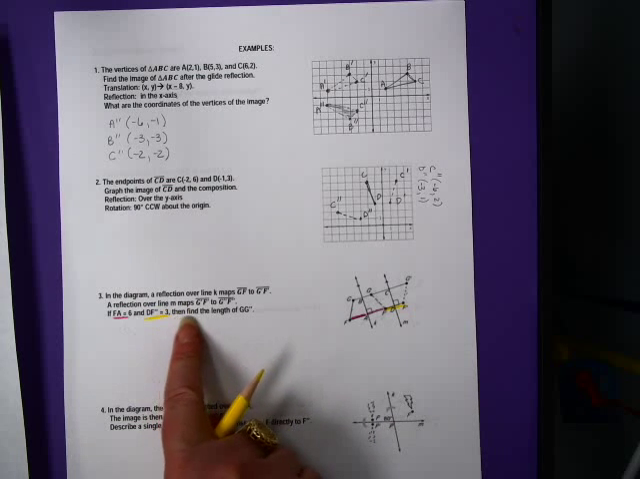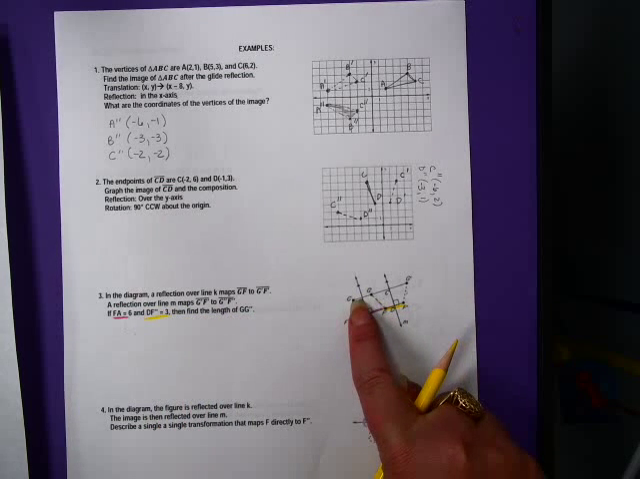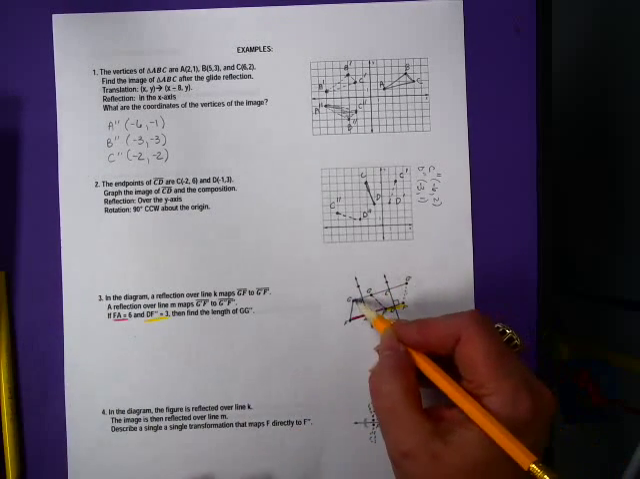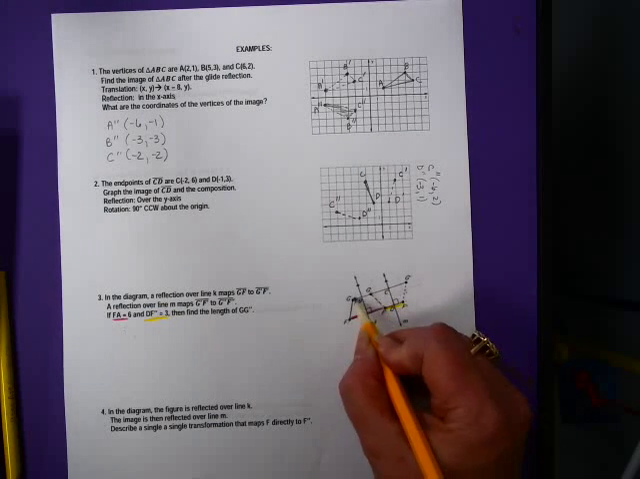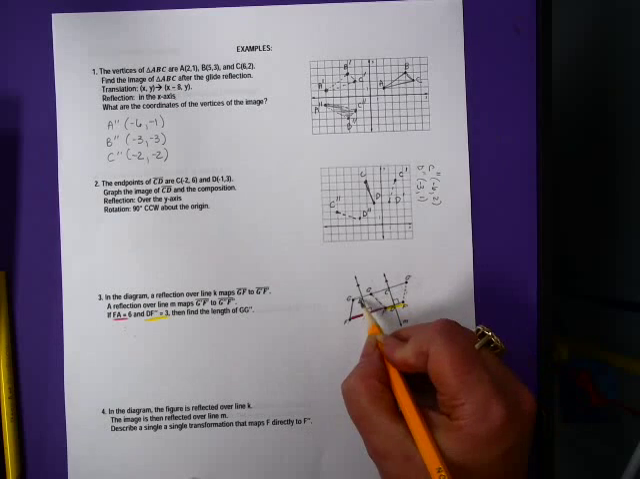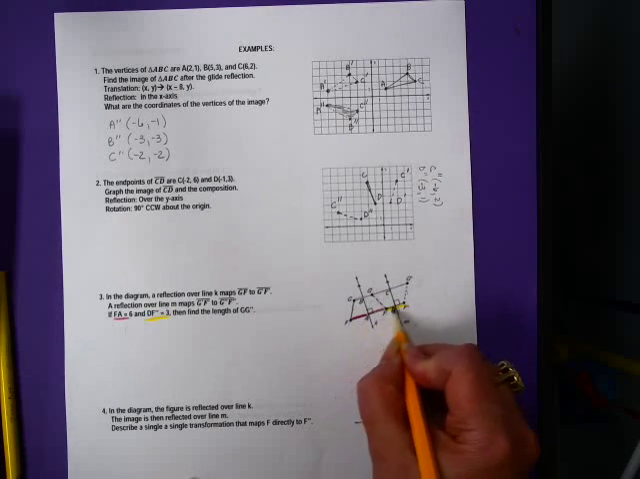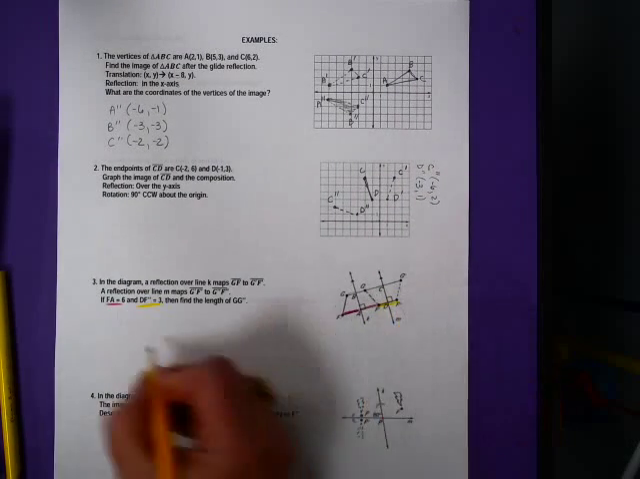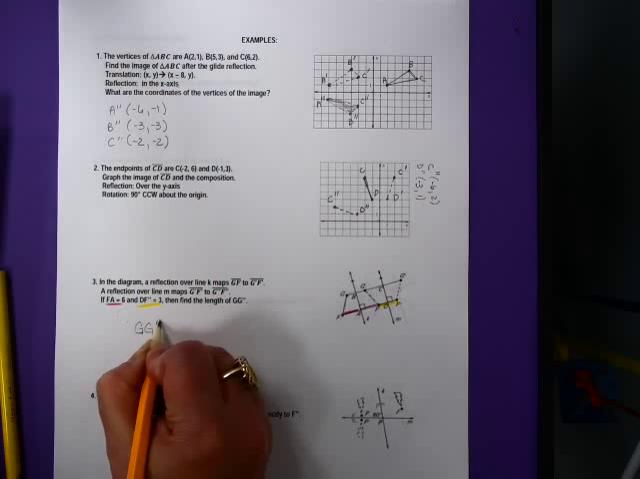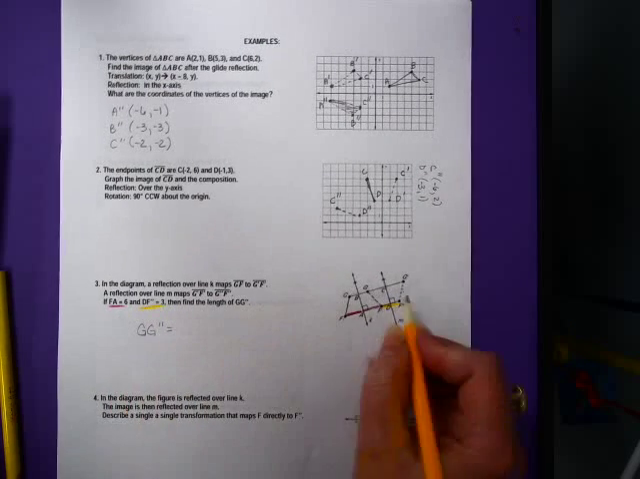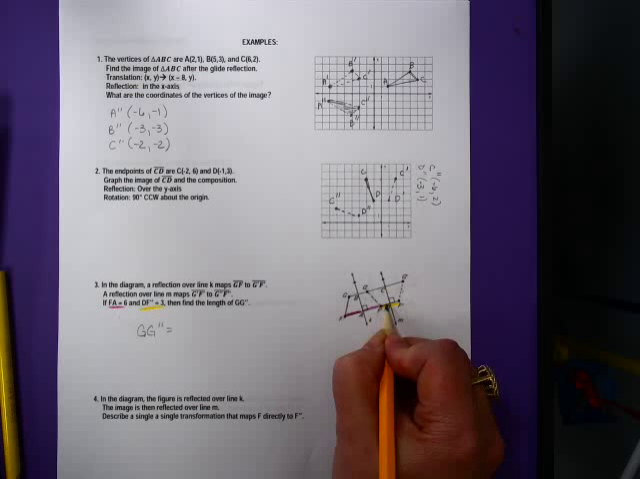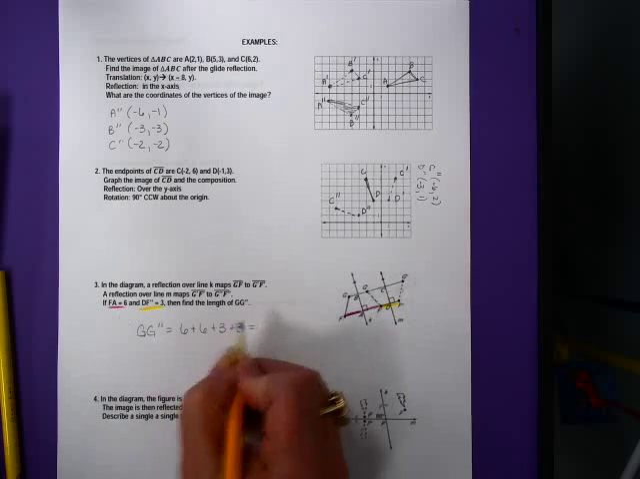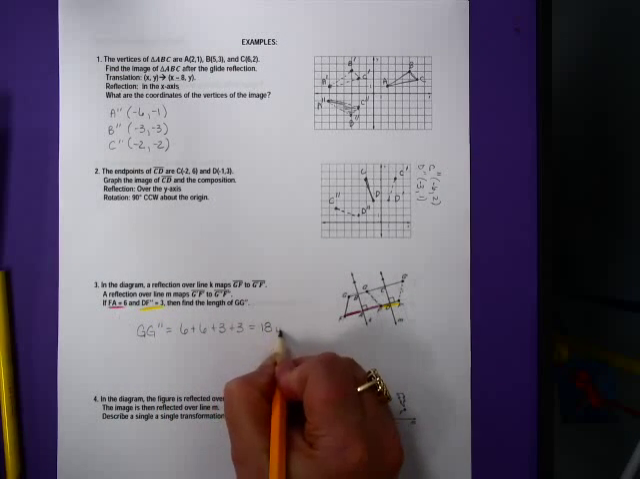So what I want to do is find the length of G to G double prime. Well, since this forms a parallelogram, we know that this side and this side are going to be congruent. So all I have to do is find the length of this side. So G double prime is going to equal 6 plus 6 plus 3 plus 3, that's going to be 18 units.